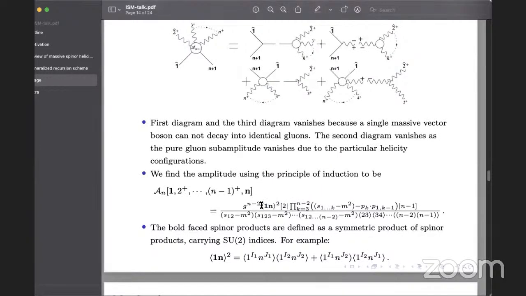Here n is a spinor product involving the massive spinor helicity variables of particle 1 and 2, which is defined to be like this. So it is defined as a symmetric spinor product of this angle.